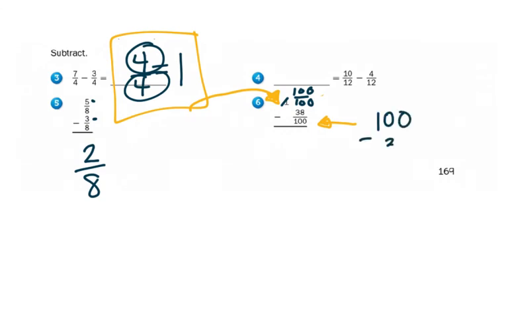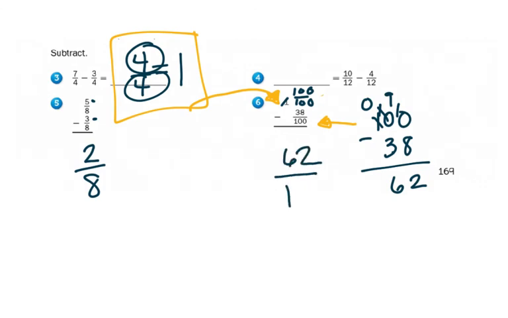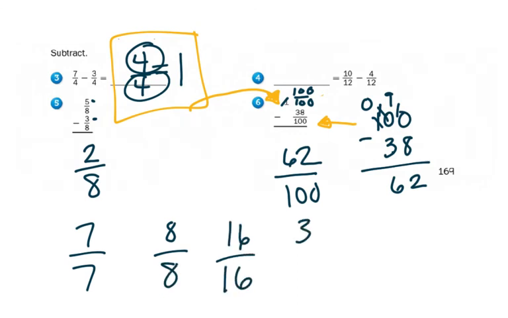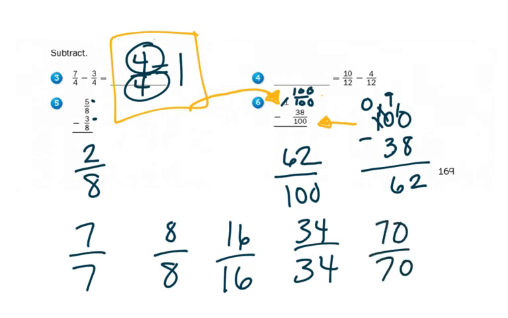So 100 minus 38, if you need a little bit more room, figure it out. You can do it. 10 minus 8 is 2. 9 minus 3 is 6. 62 hundredths. So just be, again, aware. 7 sevenths is the same thing as 1 whole. 8 eighths. 16 sixteenths. 34 34ths. 70 70ths is equal to 1 whole.